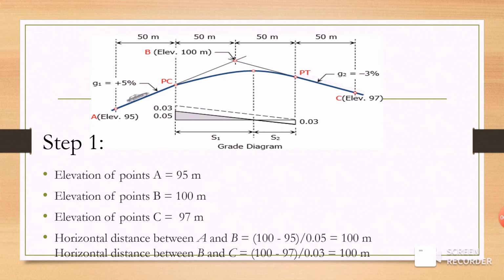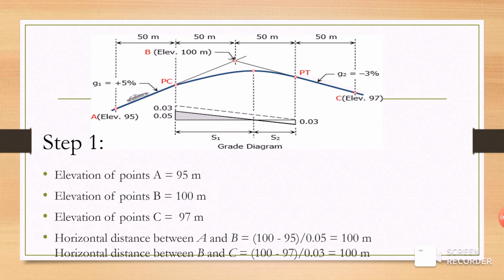As you look at the diagram, the elevation of point A is 95 meters, the elevation of point B is 100 meters, and the elevation of point C is 97 meters. So the horizontal distance between A and B is equal to 100 meters minus 95 meters over the slope, which is 0.05, equals 100 meters. The horizontal distance between B and C is equal to 100 meters minus 97 meters over the slope, which is 3% or 0.03, which equates to 100 meters.